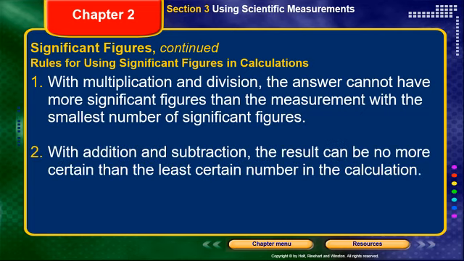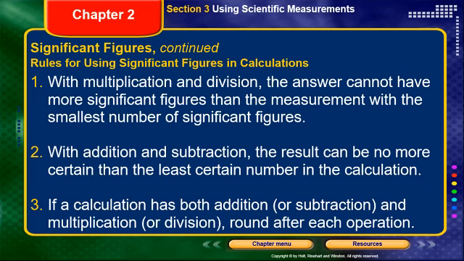Rule number 2, talking about addition and subtraction, okay, addition or subtraction. The result that you get from your addition or subtraction function, the result can be no more certain than the least certain number in the calculation. So what you're going to do is you're going to look at the values that you're adding or subtracting. You're going to identify the value that has the fewest decimal places past the decimal. The fewest decimal places. Once you find that, your answer has to have that many decimal places.